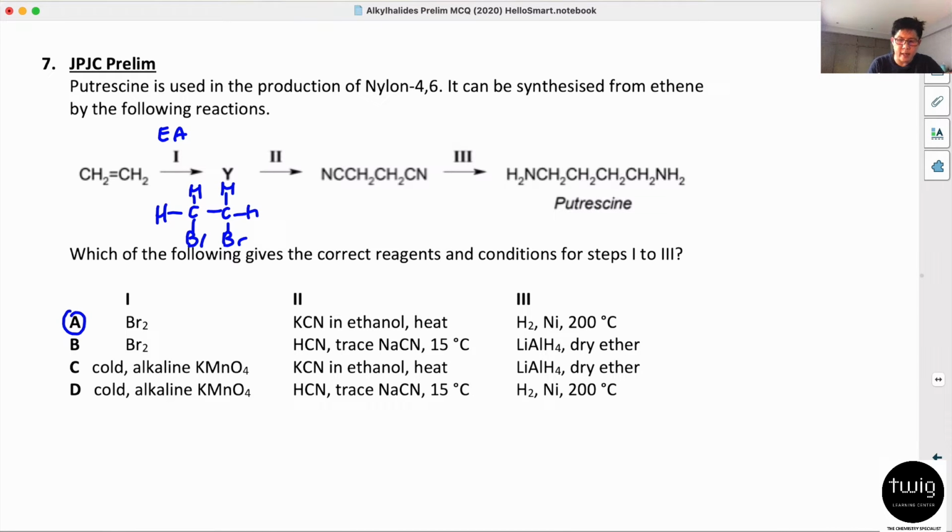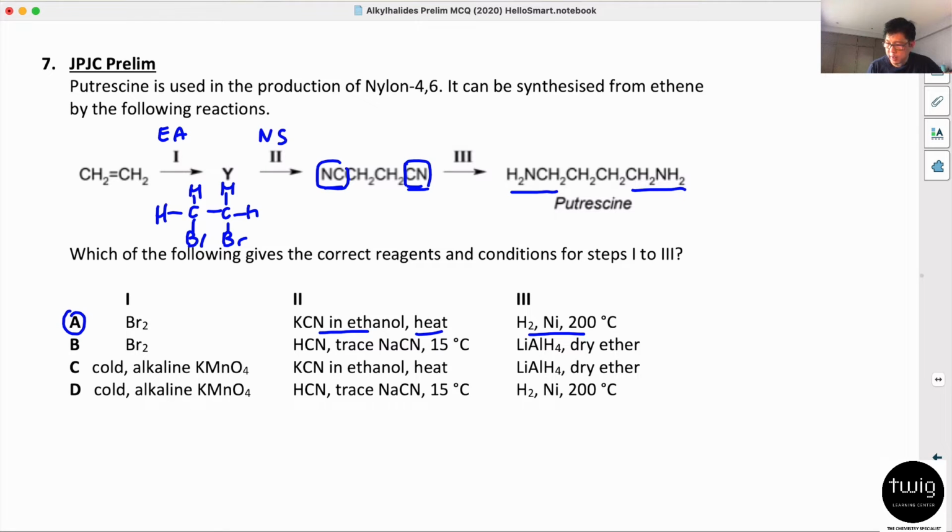After that, they add ethanolic KCN and heat. This is nucleophilic substitution, which means you kick out the Br and replace it with a CN, kick out the other Br and replace with a CN. So CN minus was the nucleophile. And the last step, the CN undergoes reduction, so it becomes an amine. It becomes CH2NH2 and CH2NH2. So that's why the answer is A.